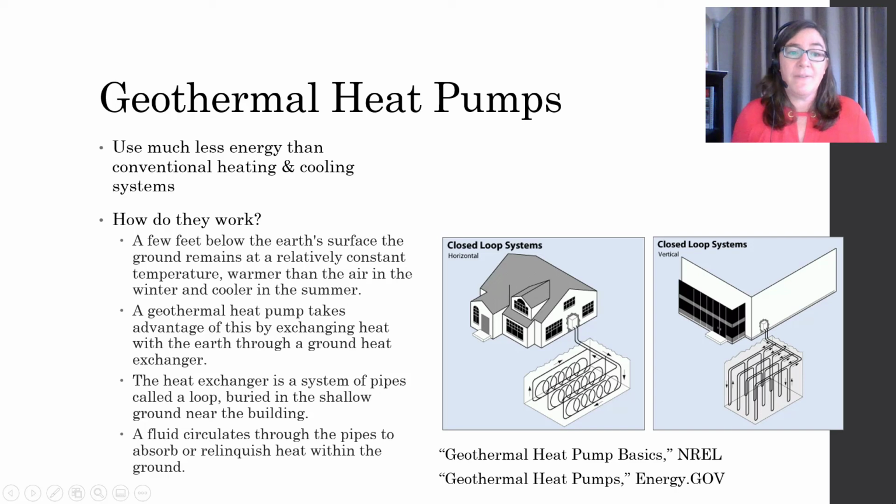We can take advantage of this by exchanging heat with the Earth using a ground heat exchanger. What's that? It's a system of pipes. And we call it a loop because the water travels in a loop through it. So that's the name. And the pipes are buried next to the building in the ground. As fluid circulates through the pipes, it will absorb heat or give it up, depending on the time of year, from the ground. And that's how this works.